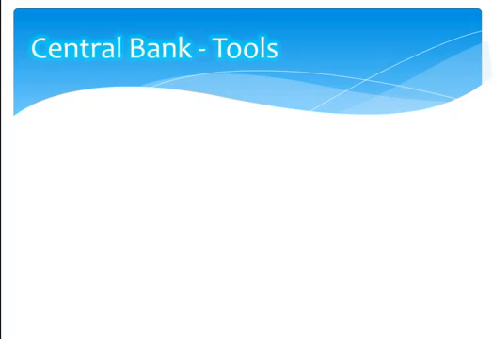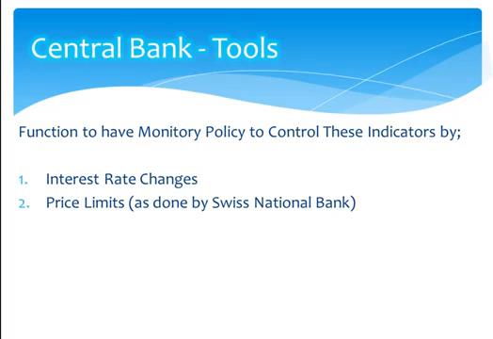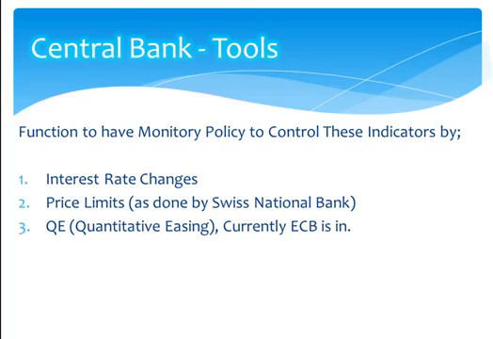So every country has a central bank. The central bank is responsible for controlling these economic indicators. What are the tools that the central bank uses to control these economic indicators? These are: number one, interest rate changes; price limits, as you have observed that this was done by the Swiss National Bank; and quantitative easing programs, which the European Central Bank is currently in.